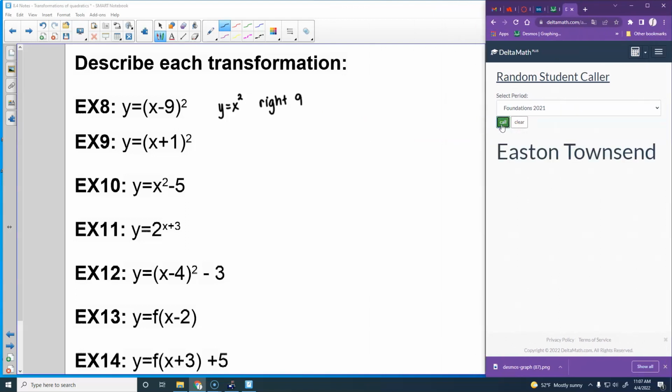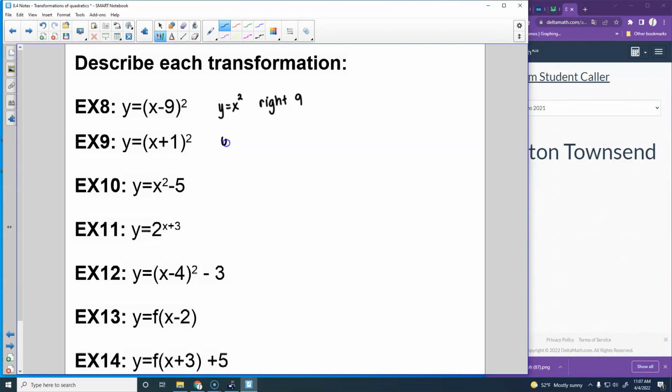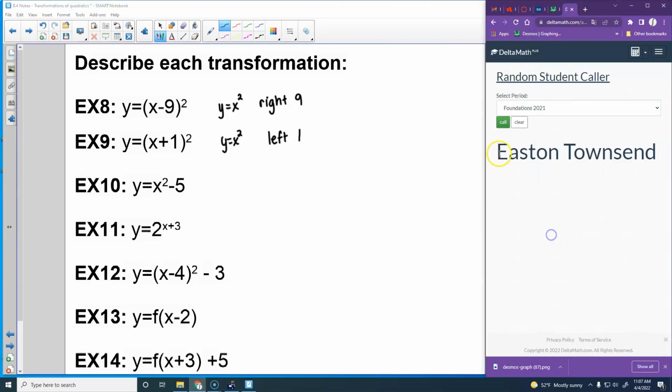Easton. All right. First of all, what's my equation? What is the function here? All right. We're starting with just a quadratic. And what's happened to this one? Left 1. Very good. All right, let's see who Delta Math wants to call on for this next one.